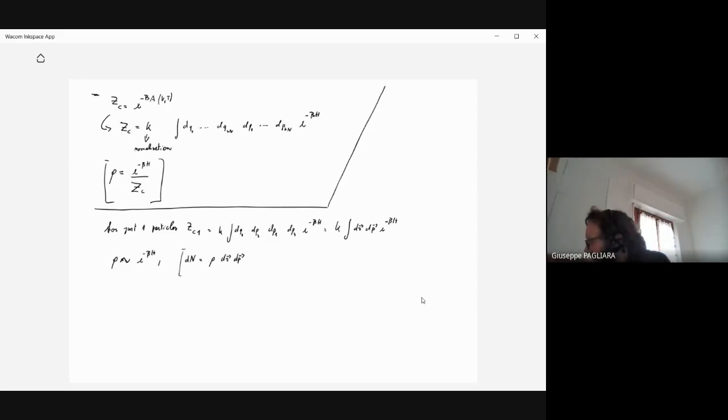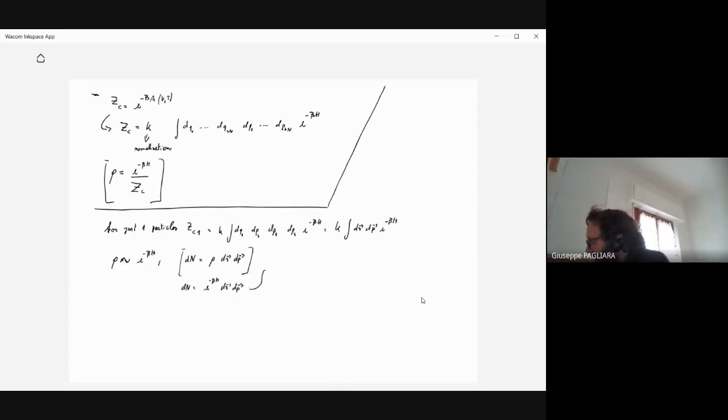And remember that rho has the interpretation of being the density of states, in this case for a single particle in the phase space. Okay. Therefore, this dN is equal to e to the minus beta H dr dp.